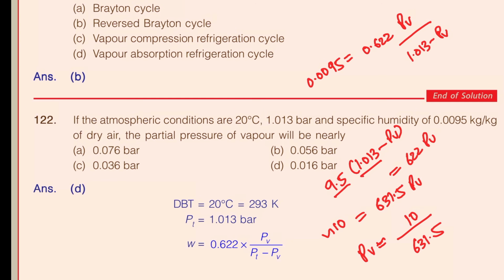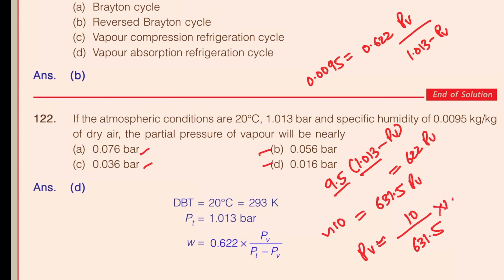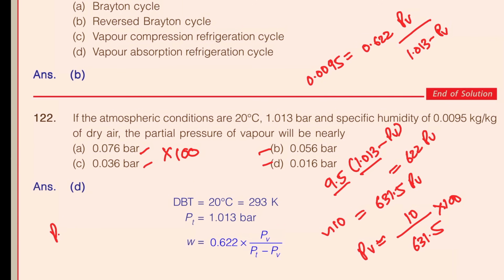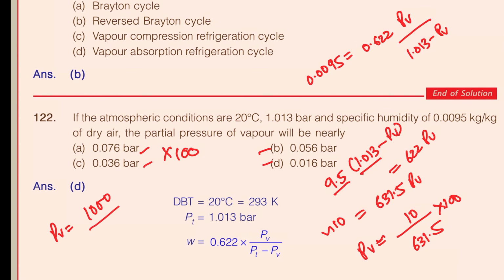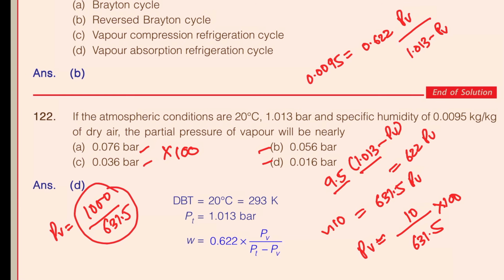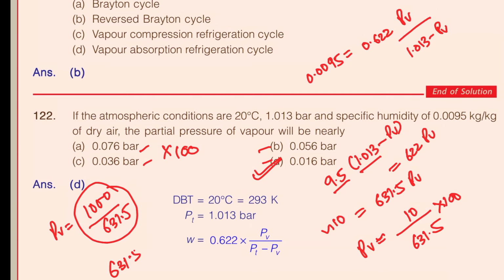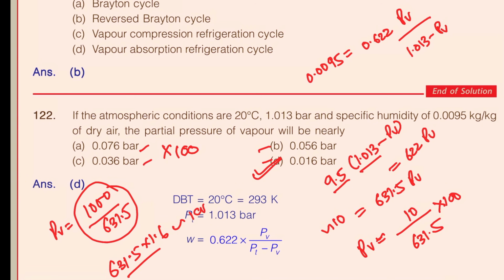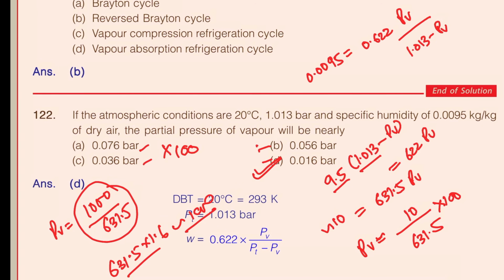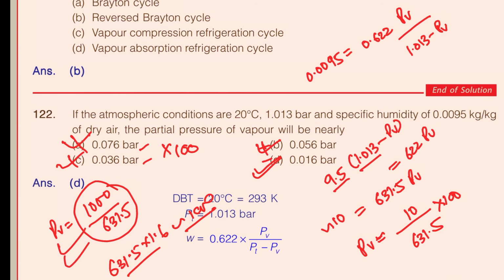Now all the options are in 3-point decimals. So what I'm going to do, I'm going to simply multiply it by 100 and all the options also by 100 so that I can do the comparison very easily. So PV value is equal to 1000 divided by 631.5. Now there is only one option which can satisfy this calculation, and that is option D of 1.6. When we do 631.5 multiplied by 1.6, we can get a value near to 1000. Otherwise, in option B also, C also, A also, we can never get this calculation satisfied.